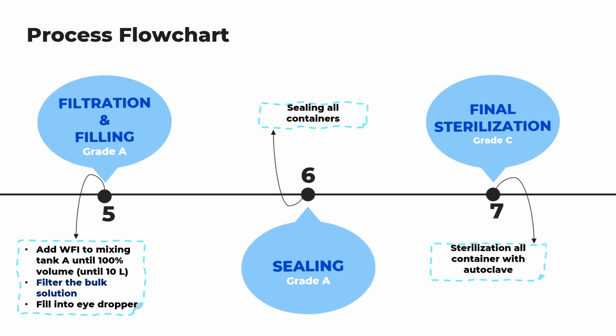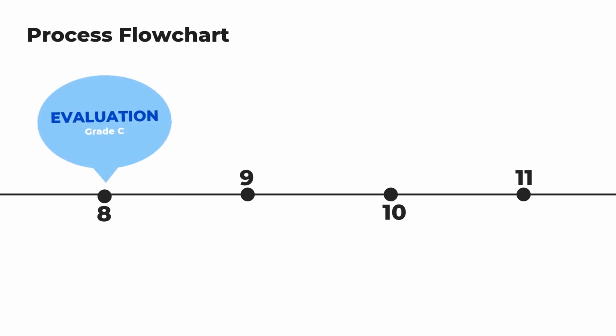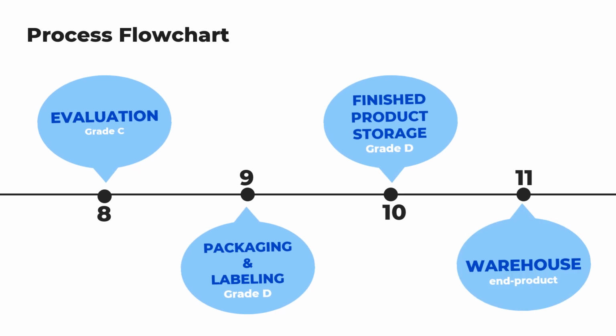After that, all the containers undergo terminal sterilization with autoclave in grade C room. When terminal sterilization is done, the products will be evaluated, packaged and labeled, and will be stored in the end product warehouse.